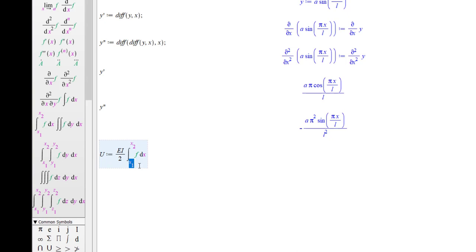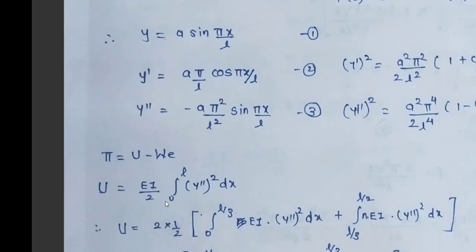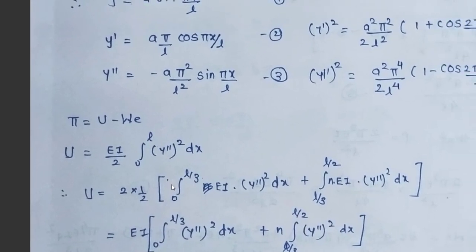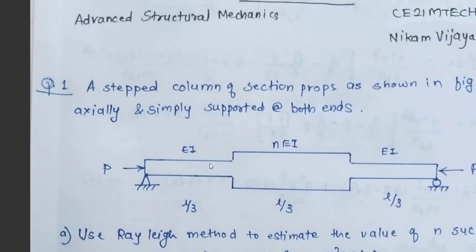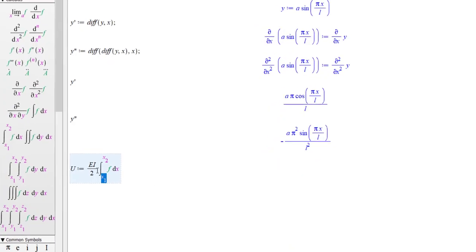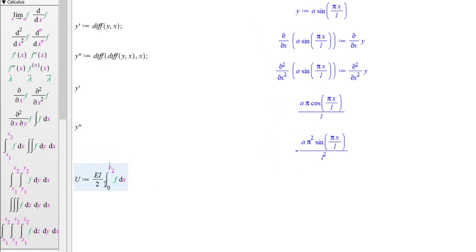So I want now, actually see here, I want 0 to L. This is the main formula, but what I want is, see, the problem is this: 0 to L by 3 I want ei, and then L by 3 to L by 2 I want en into ei. So 0 to L by 3 I want this ei, right?